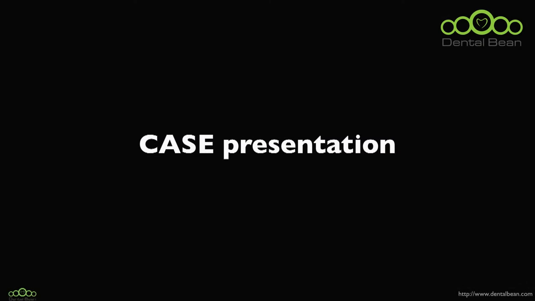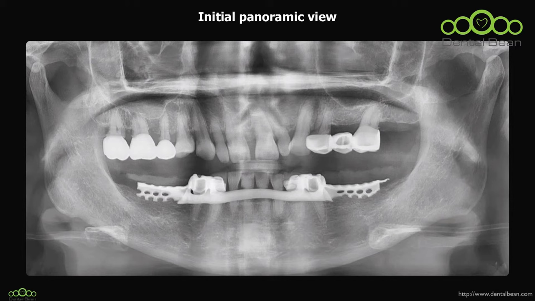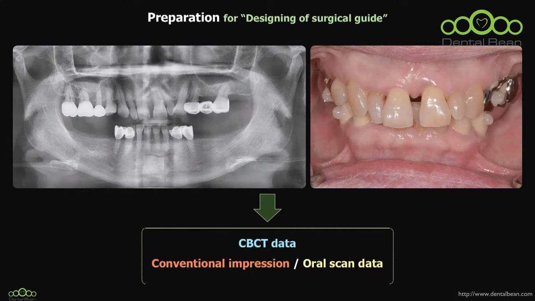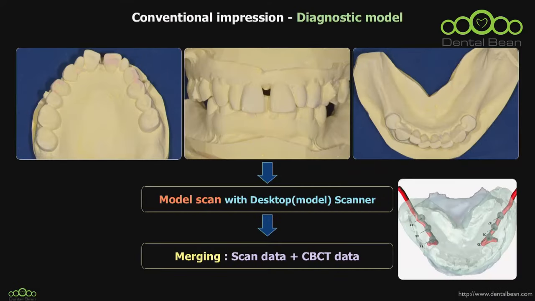Please take a look at this case. This is an initial panoramic view, and we are planning to place 6 bone level implants in the lower posterior area, using the OSTEM 1 guide. First, the CBCT data was taken, and then we take a conventional impression, and this impression is sent to the planning center. At the planning center, they will make the master model, diagnostic model. And sometimes you can scan the oral condition by means of an intraoral scanner. In this case, I took a conventional impression.